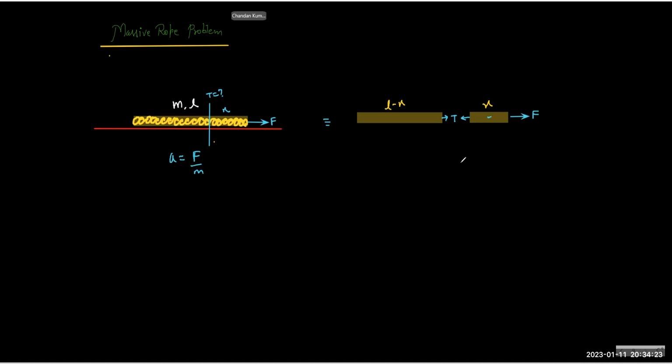If you're taking this much time, if you haven't understood anything, tell me the answer. So F minus T equals F. F minus T. No. So is it F by M? F minus T. Write the laws of motion. F minus T equals M into F by M. M into F by M.